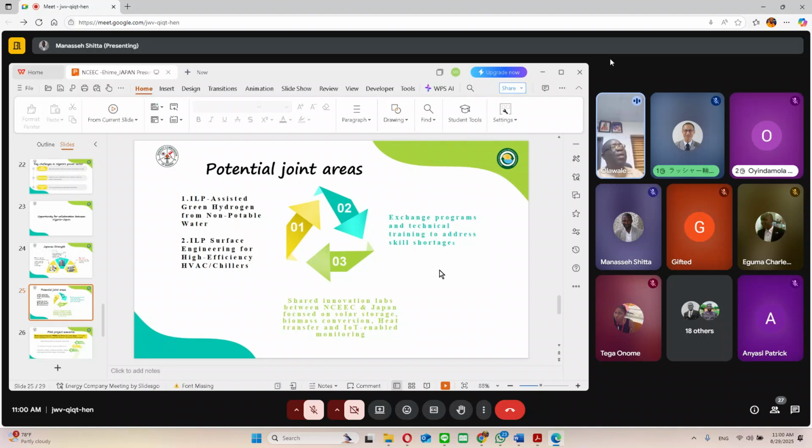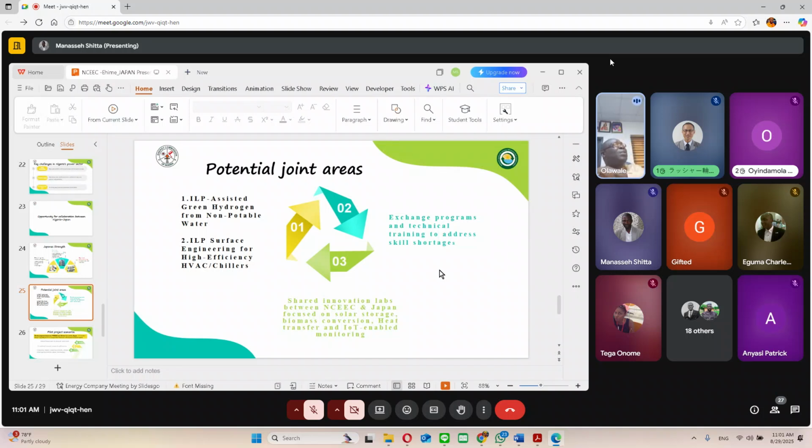We expect shared innovation labs between NCEC and Japan that will focus on solar storage, biomass conversion, heat transfer, and IoT-enabled monitoring. These areas will be very good areas where we can collaborate and work together.